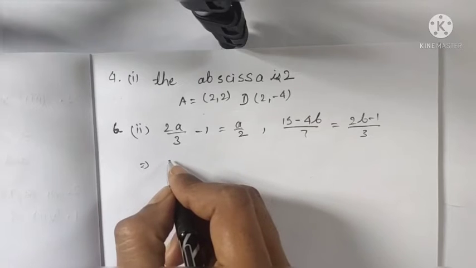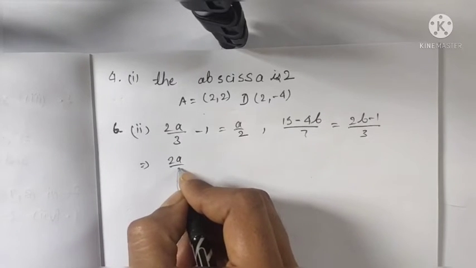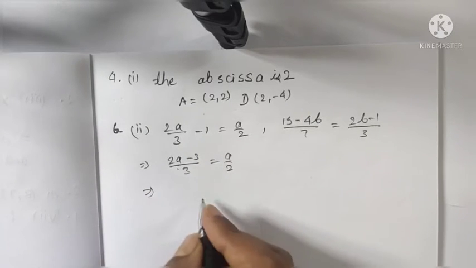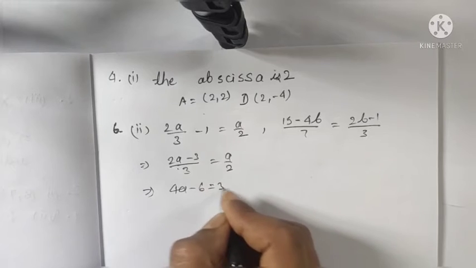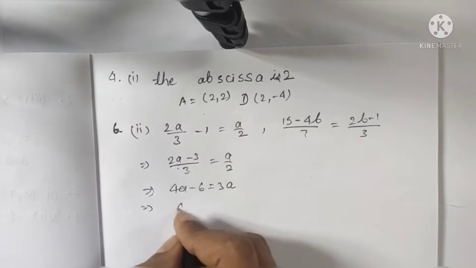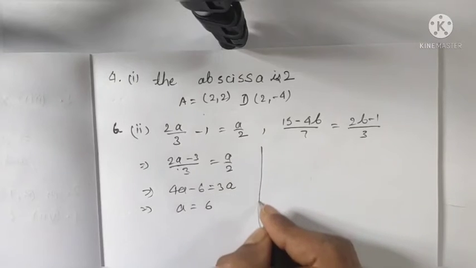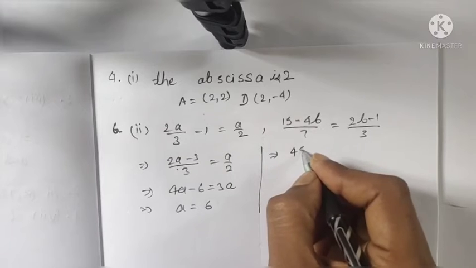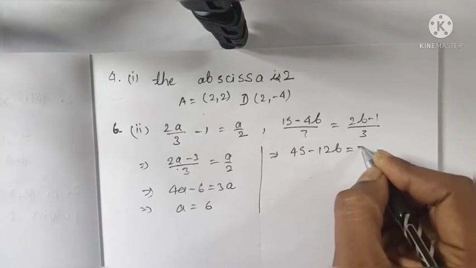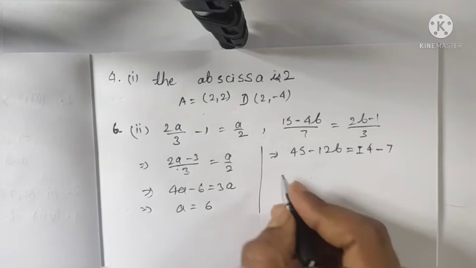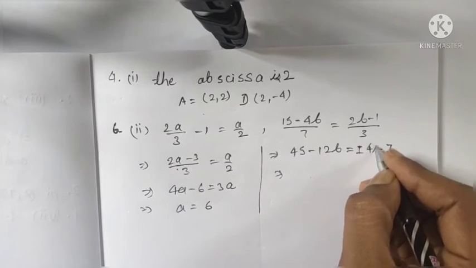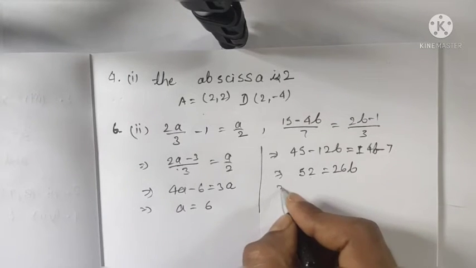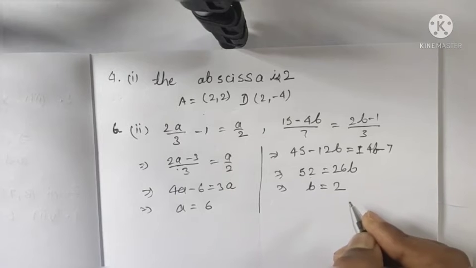That implies from 1 we can write it as (2a - 3)/3 = a/2. That implies 4a - 6 = 3a. By solving it, we have a = 6, and from here we can write it, by cross multiplication, 45 - 12b = 14b - 7. That implies 52 = 26b. That implies clearly b = 2.